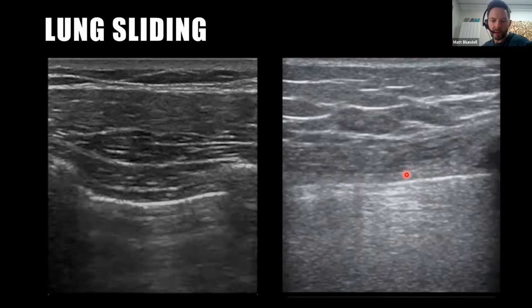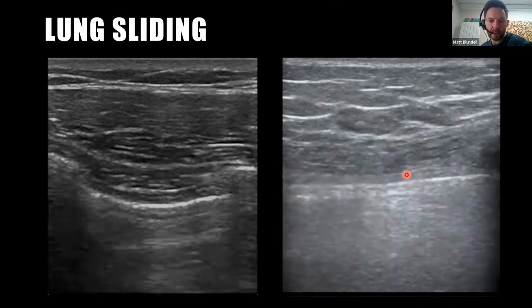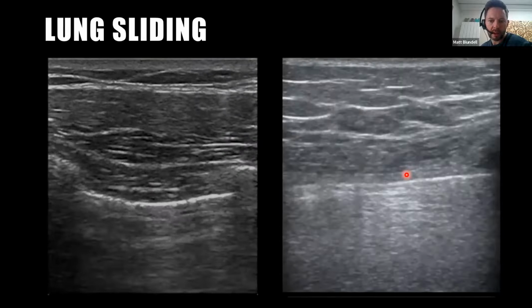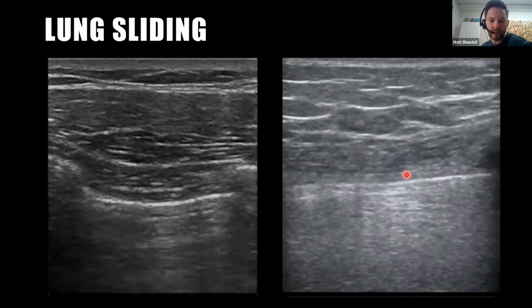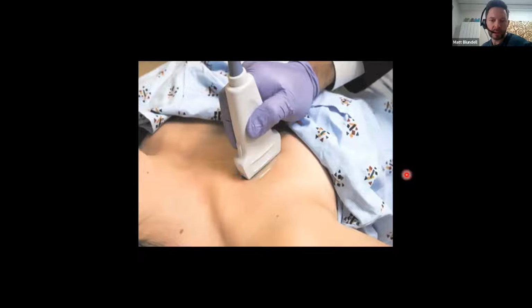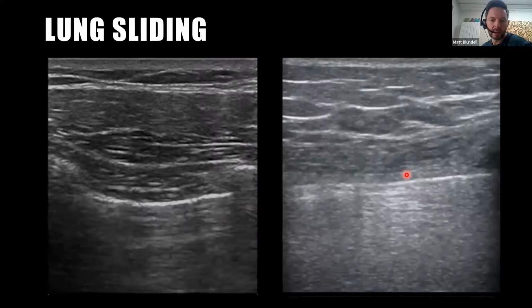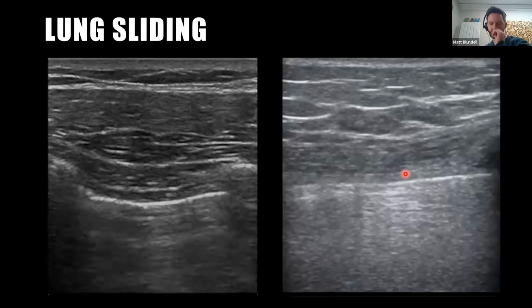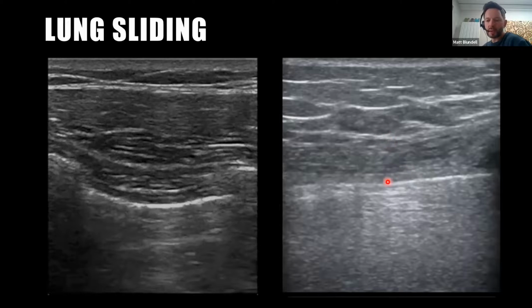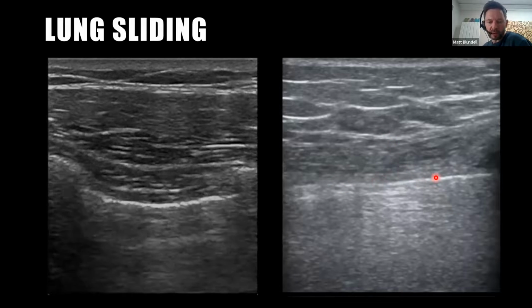space. On the left-hand side, the video stopped playing. Let me just go back and see if I can play that again. Doesn't want to play. One second. No, I think it'll play on another slide in a minute. So you should see basically there's no pleural sliding at this side at all.